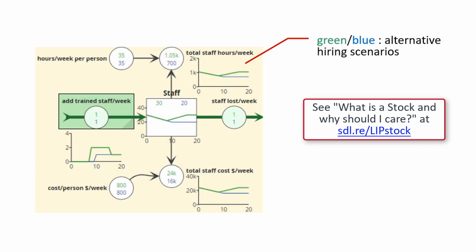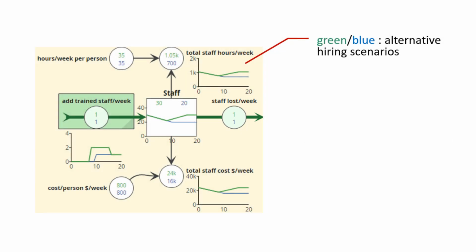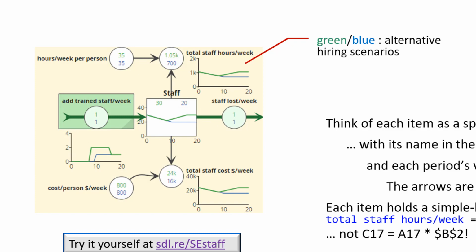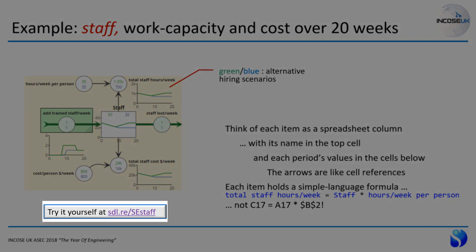In this simple model, we've got two scenarios: a green scenario and a blue scenario. We want to have about 30 staff, but in the blue scenario, we react too late to the staff loss rate, and even then, all we do is replace the staff that are leaving, so we get down to 20 and stay there. In the green scenario, we react earlier and we rebuild the staff. So you can try this yourself. Just go to that link. There's nothing to install, nothing to buy. Just go there to run it in your browser.